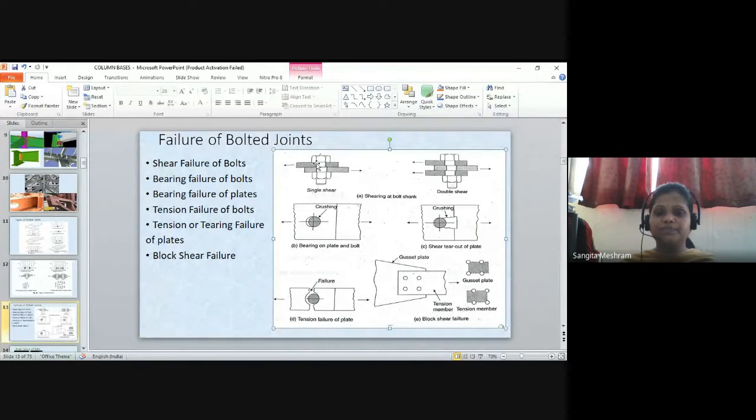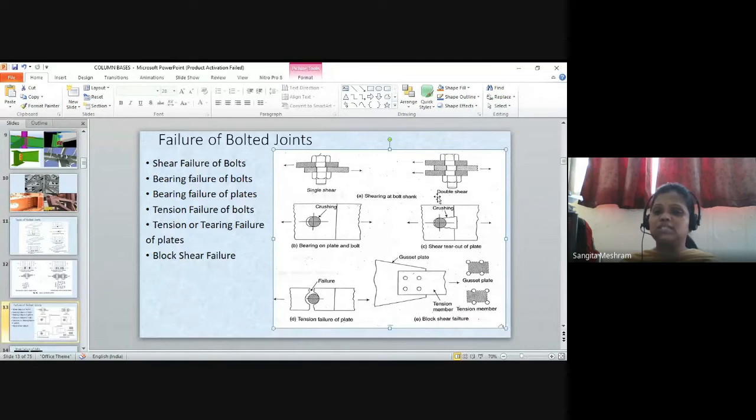Just see here, in the first diagram, this is a shear failure, and there are two types of shear failure, single shear and double shear. Single shear means there is only one shear plane. That means if only two plates are connected with the help of a bolt, then that plate or that bolt will be in single shear. Single shear means there is only one shearing plane, which is in between these two plates.